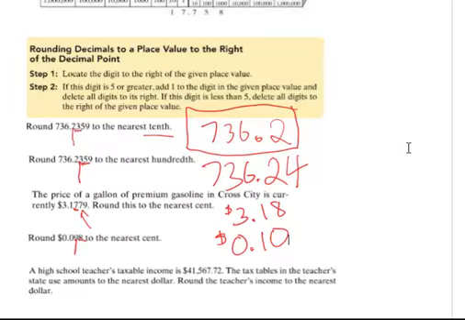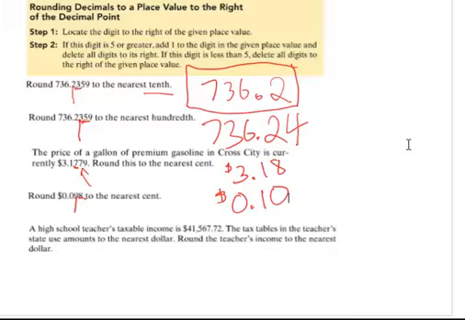Okay, and so for the next problem that I have here, it says a high school teacher's taxable income is $41,567.72. The tax tables in the teacher's state use amounts to the nearest dollar. Round the teacher's income to the nearest dollar. So again, an easier way to explain this, since we're going to round to the nearest dollar, that's the last 7 right before my decimal point.